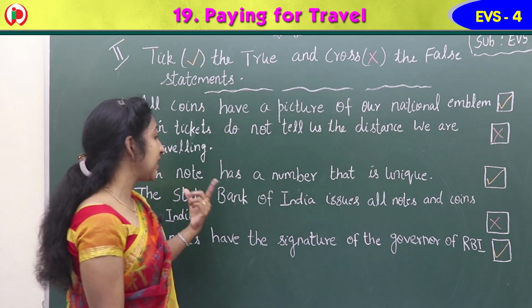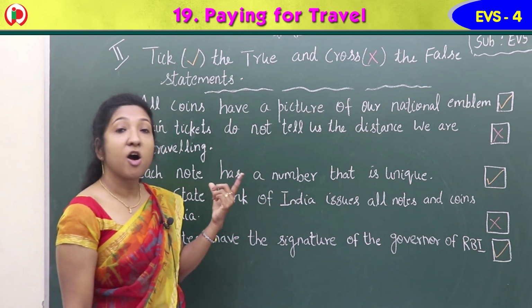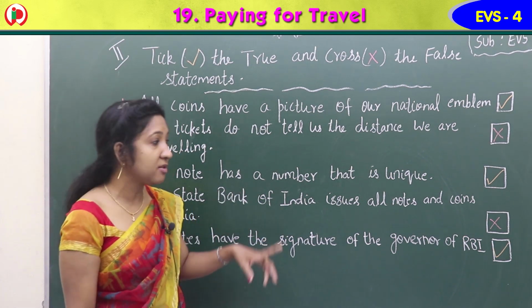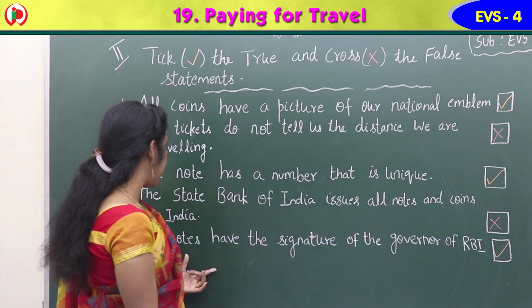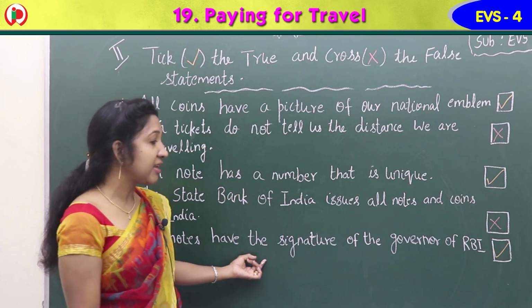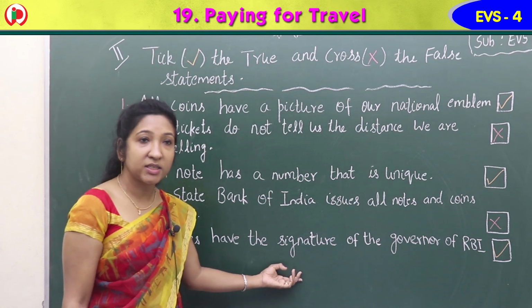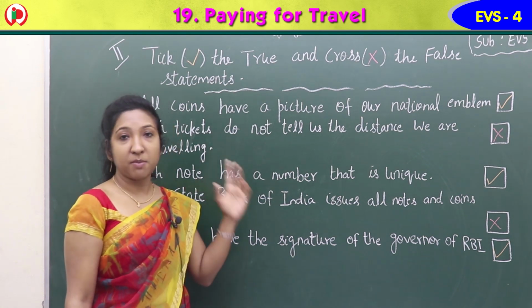Then fourth one, the State Bank of India issues all notes and coins in India. It is a wrong statement, so put cross. Last one, all notes have the signature of the governor of RBI. Yes, it is a true statement, so put a tick mark.